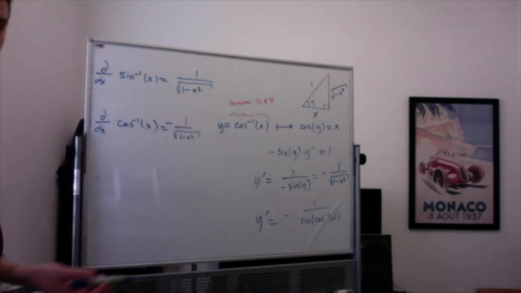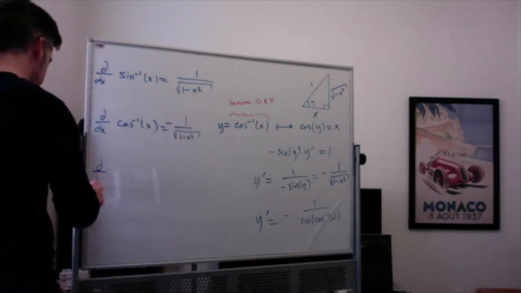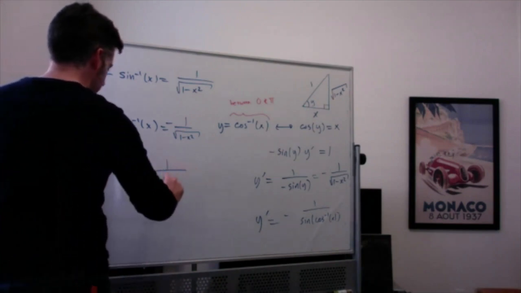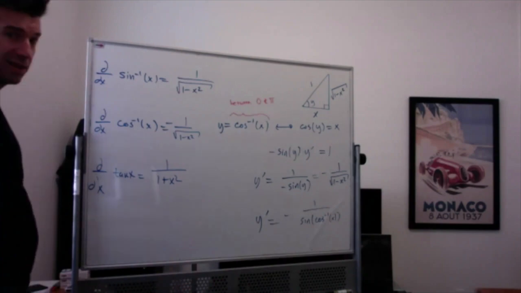We already know tangent. The derivative of the inverse tangent is equal to 1 over 1 plus x squared. Let's do cotangent.